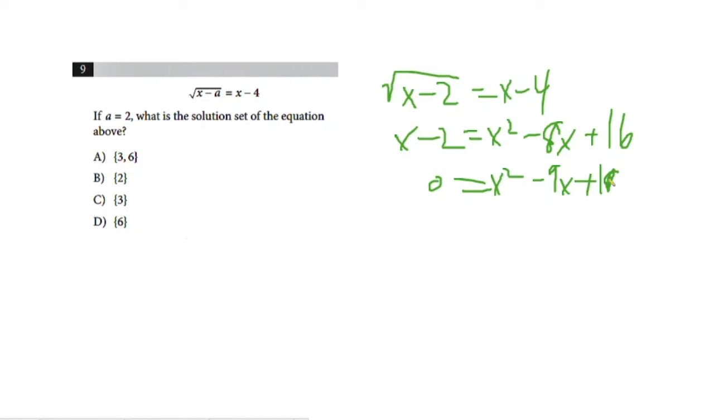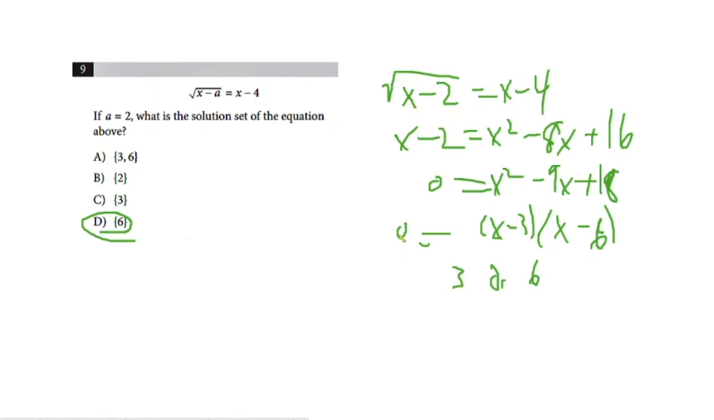And this can be factored: x minus 3 times x minus 6. You can also use the quadratic formula. Completing the square technically works, but it's a little difficult with an odd term. So we get 3 or 6, and then we test them, and 6 is going to work. As for 3, it's not going to work. We're going to get a negative number. You're going to get square root of 1 equals negative 1. So then your answer is 6 again.